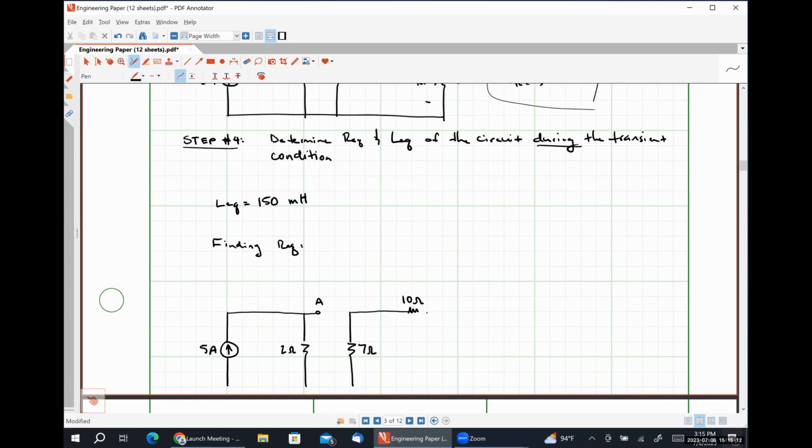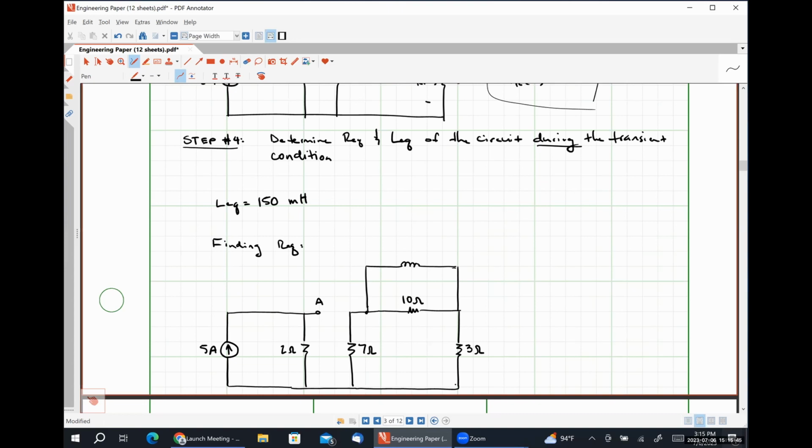Ohm resistor. A 3-ohm resistor. And then up here is my inductor. Don't draw the inductor because we're just going to erase it in a moment. I'm just walking you through the steps here. So this is what my circuit looks like during the transient condition.